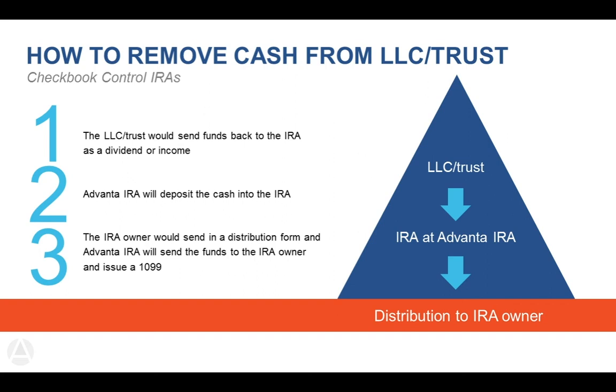Otherwise, even with the Roth account, you can get hit with penalties for improper distributions of cash from these types of accounts, and then essentially you're still paying tax on it. So it's very important to understand how the functionality of taking money out of an LLC or a trust works. LLC or trust to Advanta, then to you. Important, simple, but people get hung up on that one quite a bit.